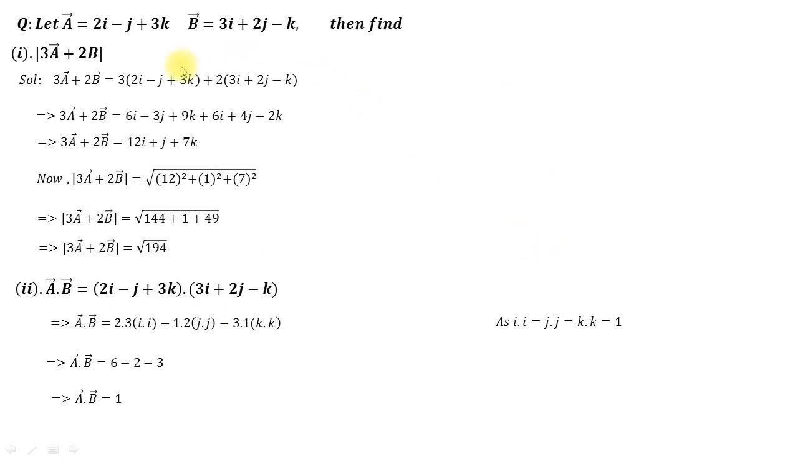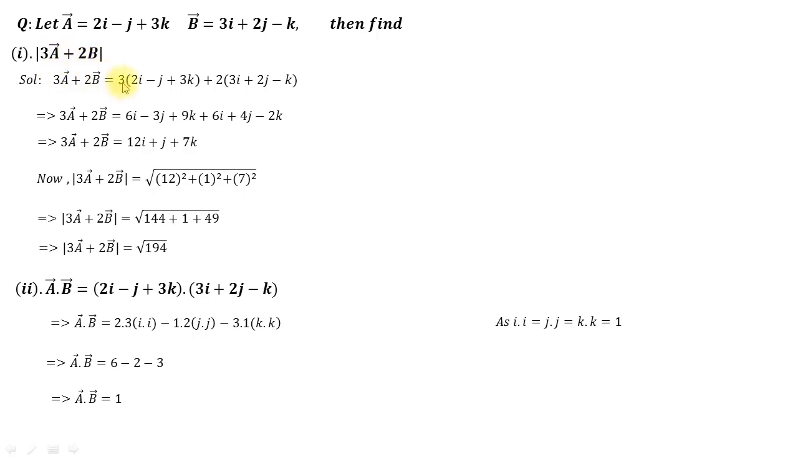Now another example. Suppose we have a vector A equal to 2i minus j plus 3k, and another vector B equal to 3i plus 2j minus k. Then we have to find the magnitude of 3A plus 2B. First of all, find 3A. 3 is a scalar and A is a vector. Now multiply the scalar 3 to the vector A, and the scalar 2 to the vector B.